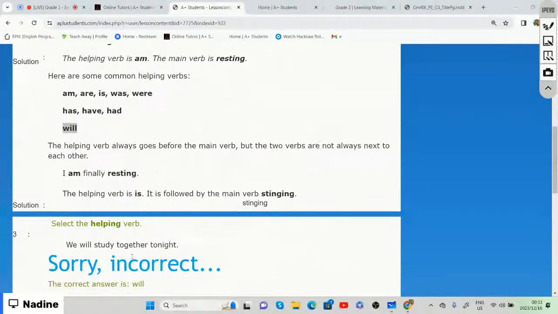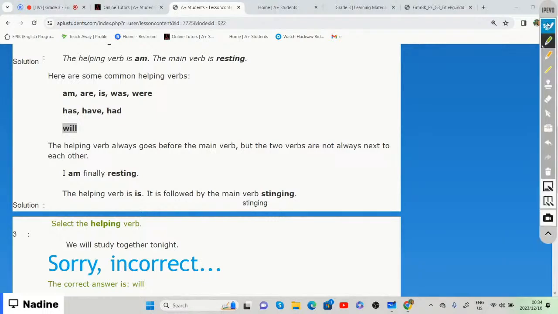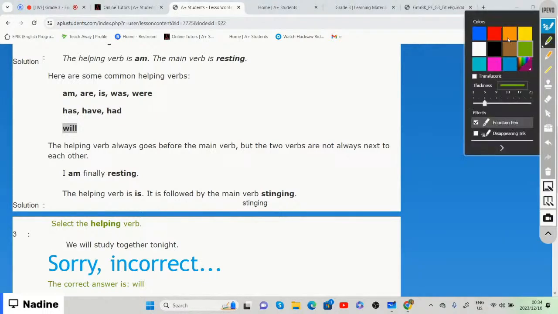We will study together tonight. This is the last one before we do our test. What is our main verb within the sentence? We will study together tonight. What is the main verb? And then we're going to identify what the helping verb is.